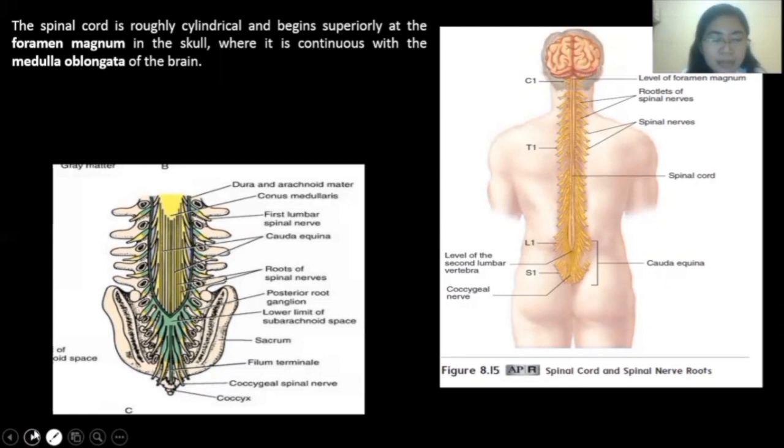The spinal cord tapers off into the conus medullaris, from the apex of which a prolongation of the pia mater, the filum terminale, descends to attach to the back of the coccyx.